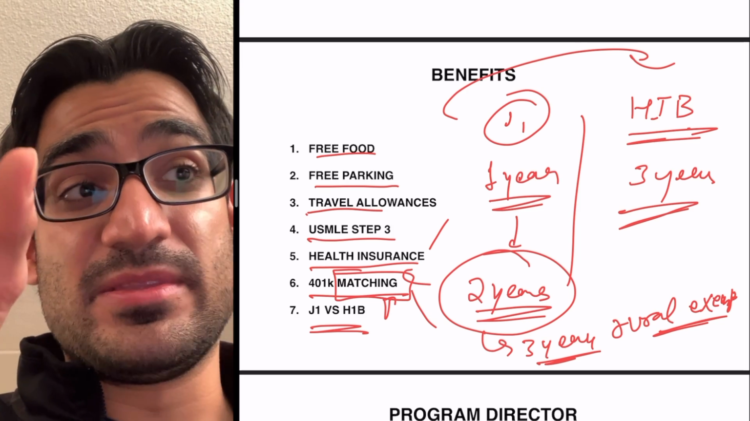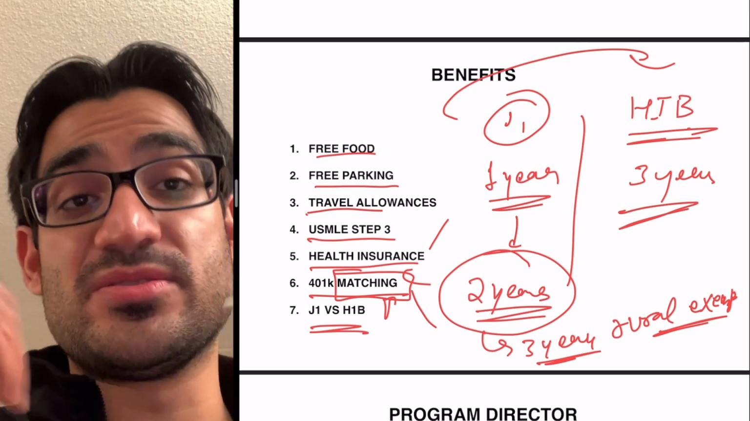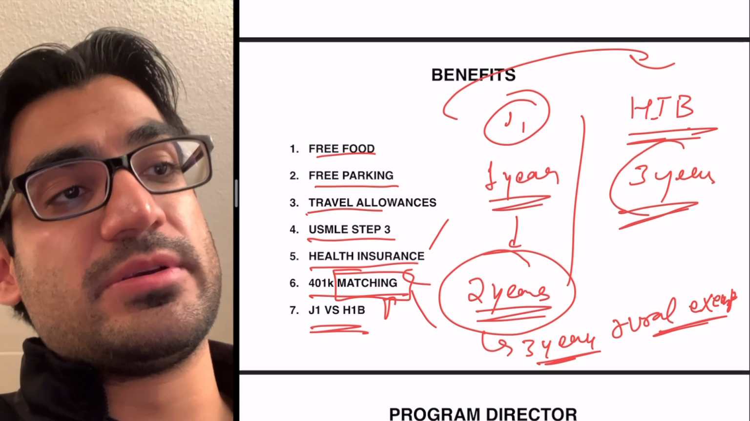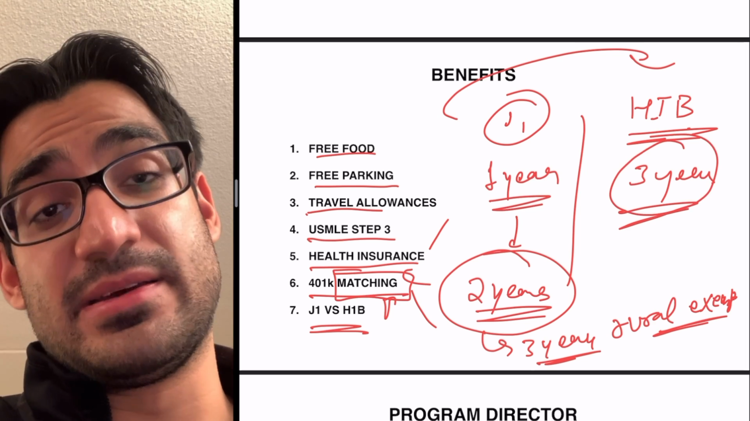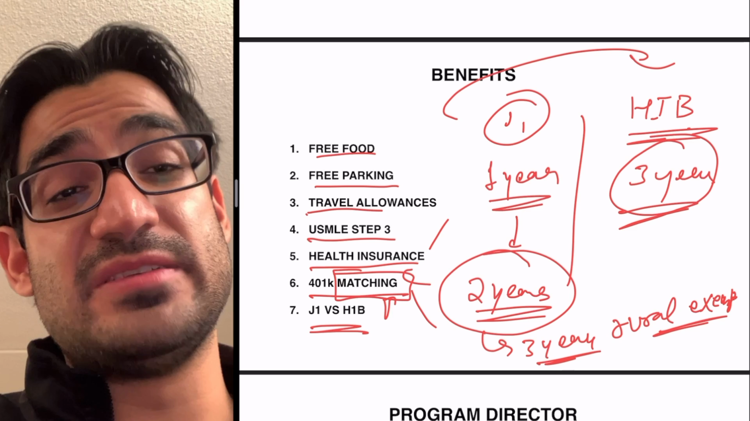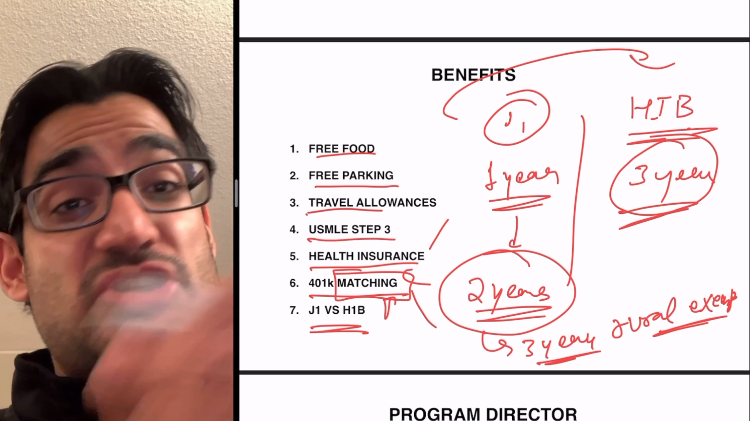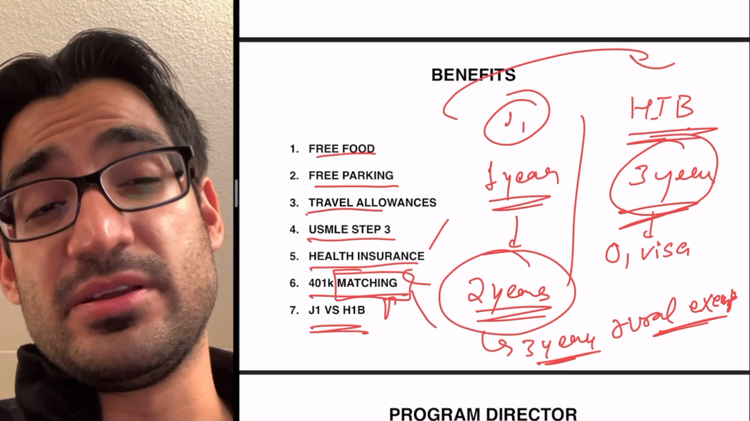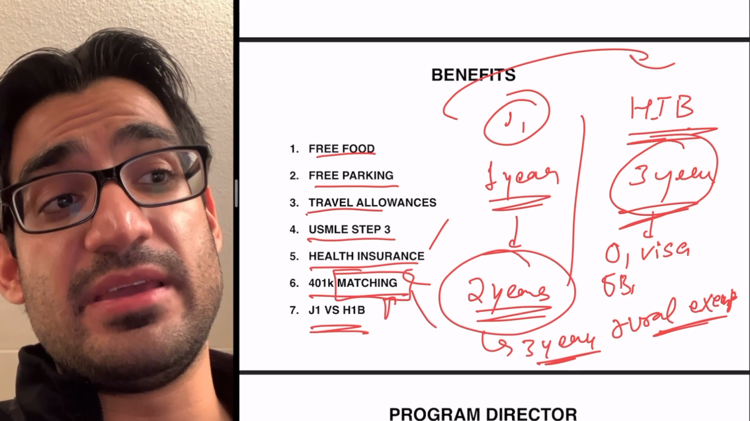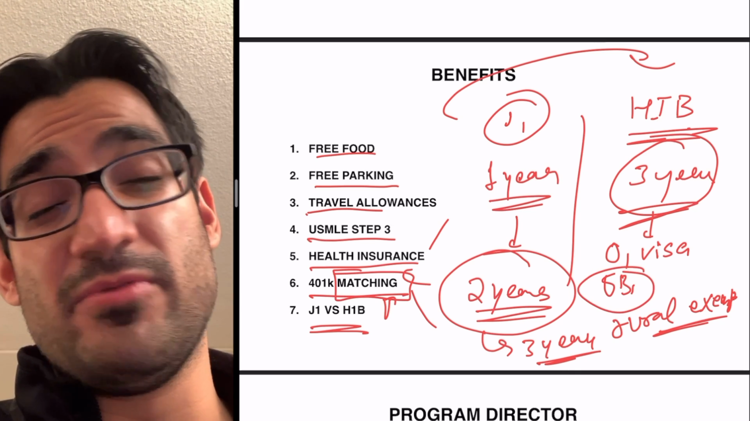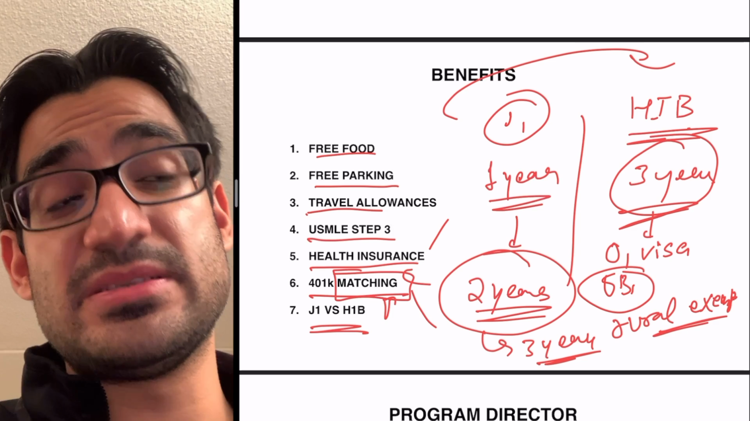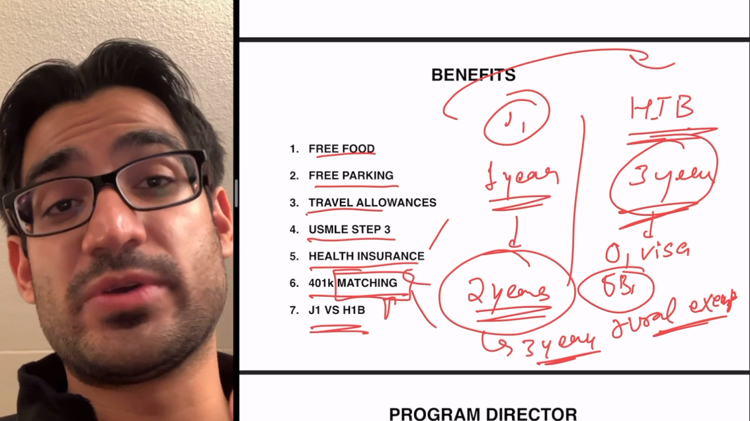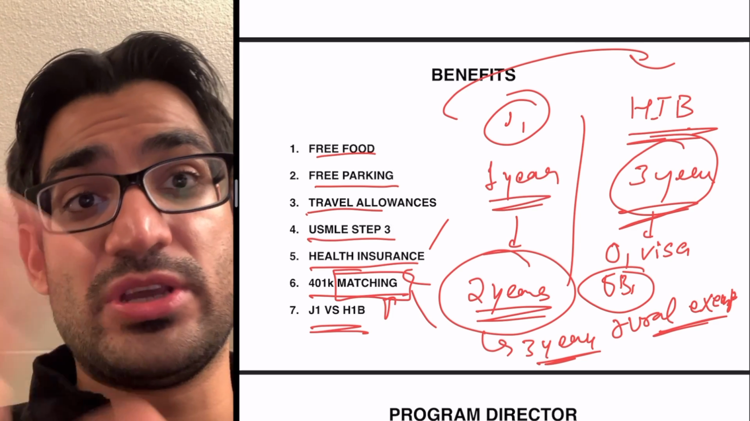H1B visa is an employment visa sponsored by your hospital, and once you get the H1B visa, you can get a green card even while you're on the H1B visa. If you are, let's say, publishing papers, you can convert to what is called an O1 visa. And there are other EB1 and EB2 categories. If you get into EB1, you can get a green card within 6 months. So H1B allows you to get to a green card way faster than J1.